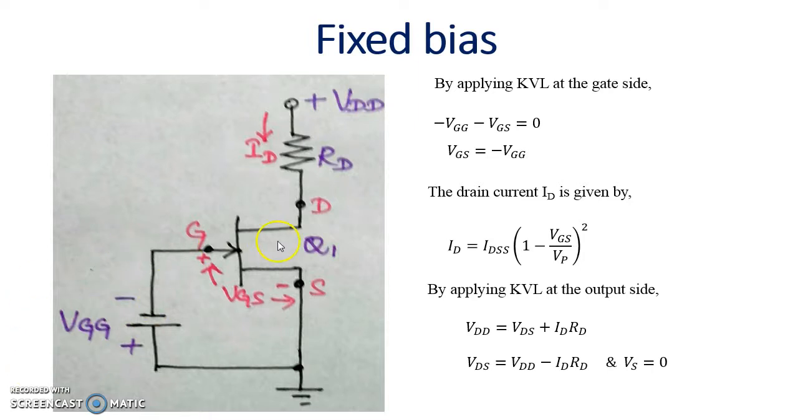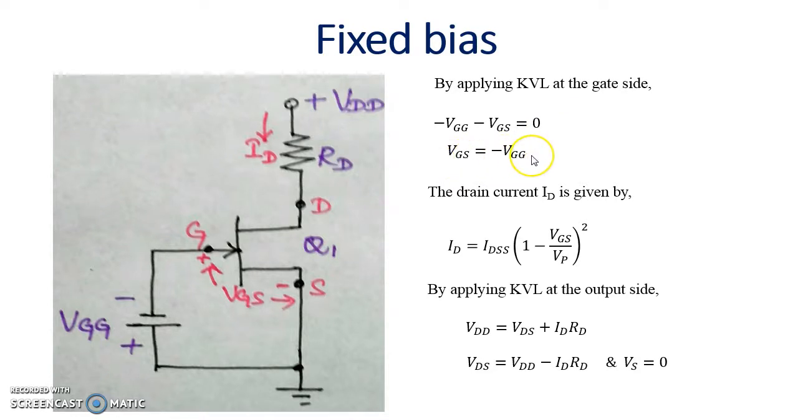Here an FET-Q1 is biased under fixed bias condition. Here the negative terminal of the battery is directly connected to the gate terminal of the FET. It reveals that the polarity of VGS is opposite to the polarity of VGG. By applying KVL at the gate side of the circuit, we have minus VGG minus VGS is equal to 0. Therefore, VGS is equal to minus VGG.